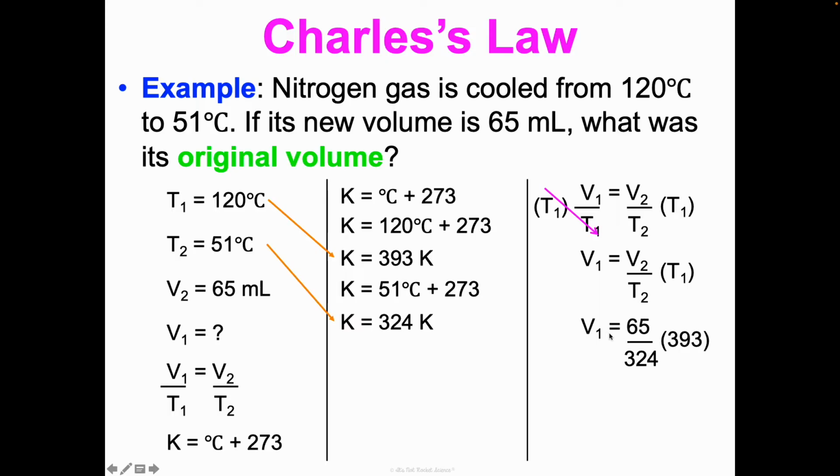So volume 2 is 65 milliliters. T2 was 51, but we're not putting that in. It's 324. And then T1 is my 120, which we converted to 393. Now I can solve 65 times 393 divided by 324, and you should get 79 milliliters. Think about it. We said these have a direct relationship, so if temperature is going down, we should expect volume to go down. We're finding the initial volume, so it should be higher, which it is. So we know that went well.